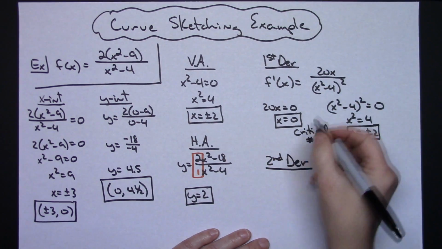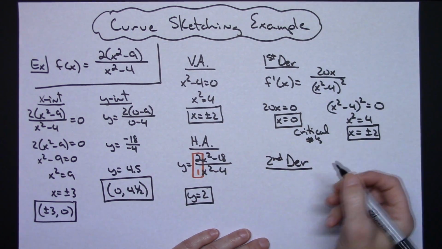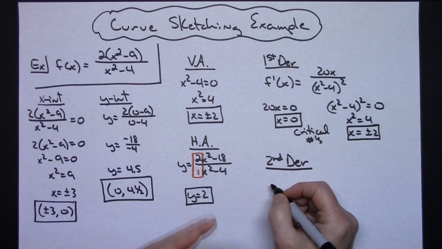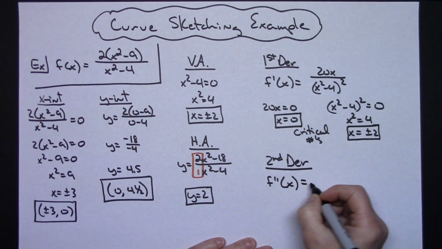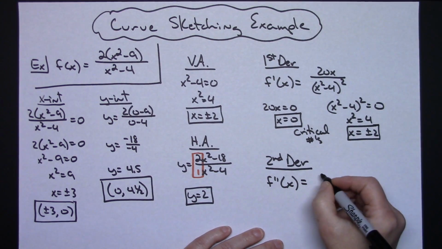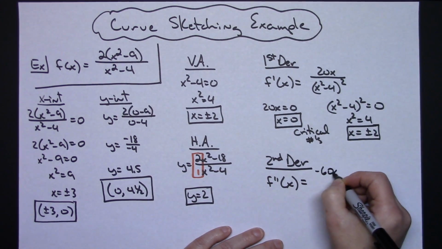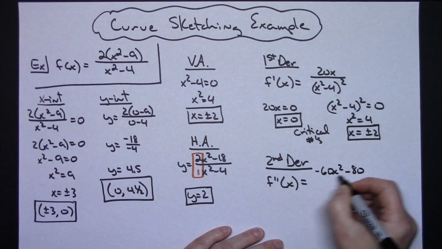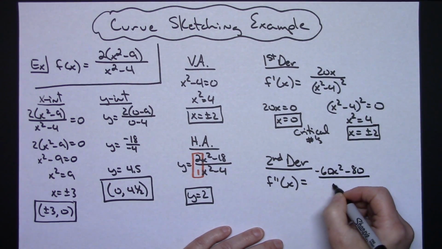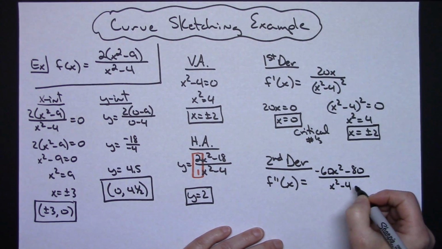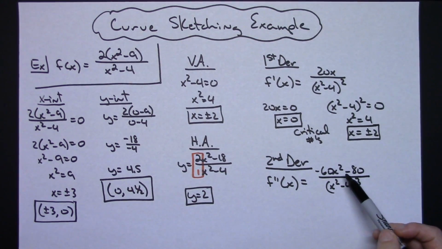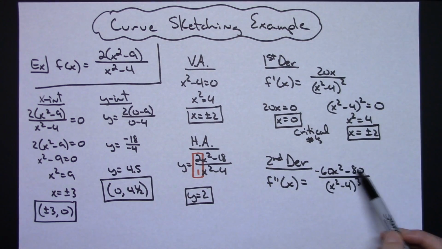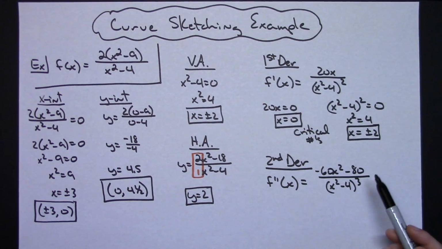And here again, it's another quotient, so it would be quite a long derivative to work out. So I highly suggest that you pause the video and see if you can get these first and second derivatives. But the second derivative here is going to be negative 60x squared minus 80, over x squared minus 4 to the third power. Then we would set both the numerator and denominator equal to 0 to see if we can find some possible points of inflection.